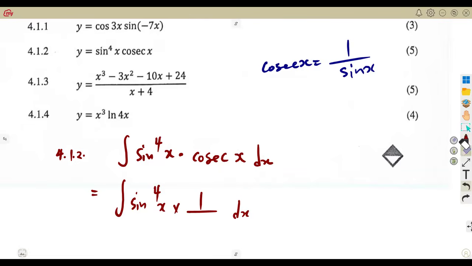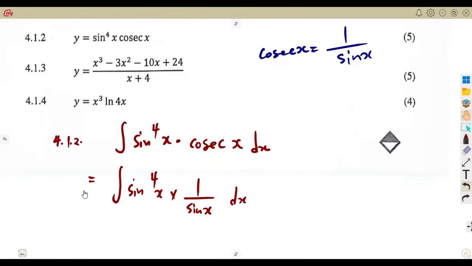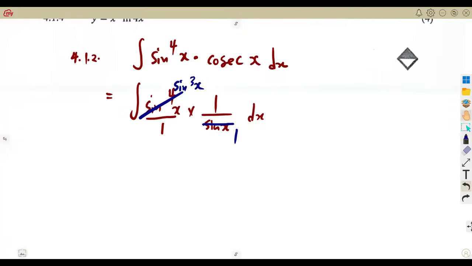Let us expand, because this can be divided. Remember, it's a numerator that you have. So sine x into this. How many of them are there here? There are 4. So if we divide, we're going to remain with the 3 of them. So the cosec is no longer there. We are just left with the normal sine cubed x that we are used to.